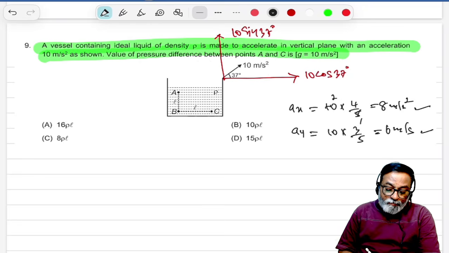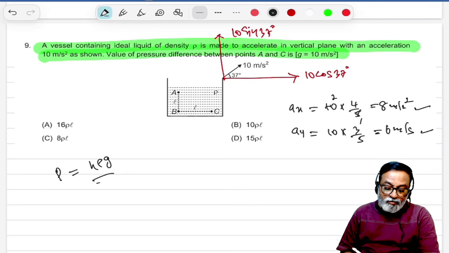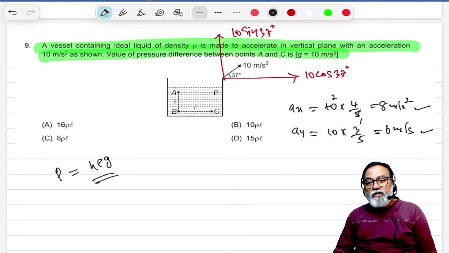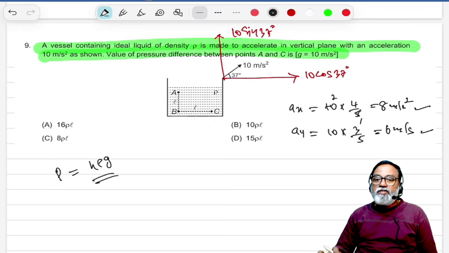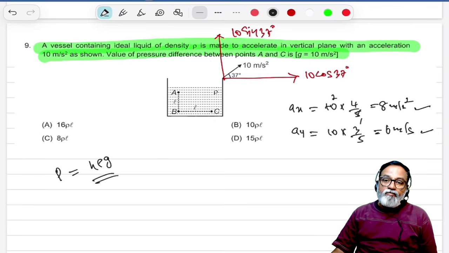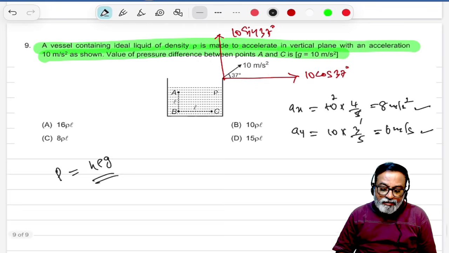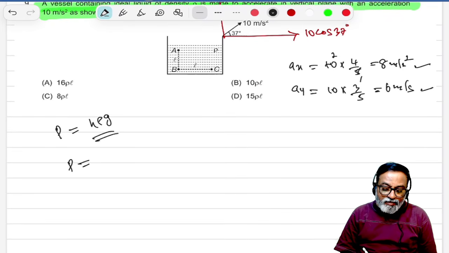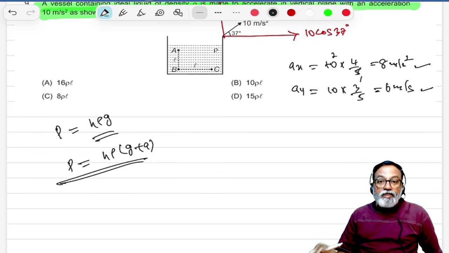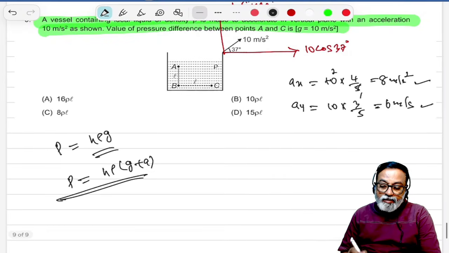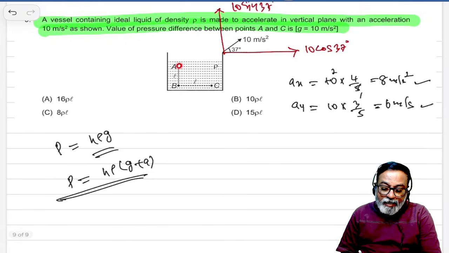See, pressure at depth h is equal to h rho g. This is the formula when the liquid is at rest, meaning the container is at rest. If the container is moving vertically upwards with vertical acceleration a, in that case, the pressure difference is equal to h into rho into g plus a. See here A and B. Therefore, at point B, pressure is more than A.